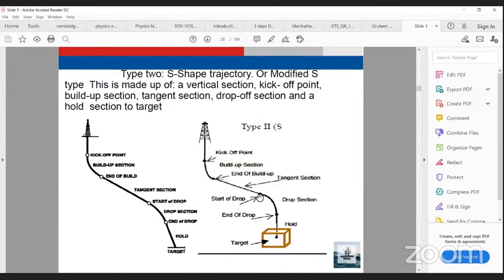When I drop the angle, I drop from the maximum inclination. For example, if the angle here is 20, I return to 0. But here, I don't return to 0. I return to another angle, say from here 40 to 20, 30 to 10, according to the plan. So if I return to 0, I call this shape the modified S shape. If I don't return to 0, I call that the type 2 S shape.